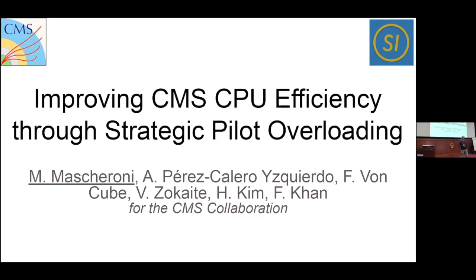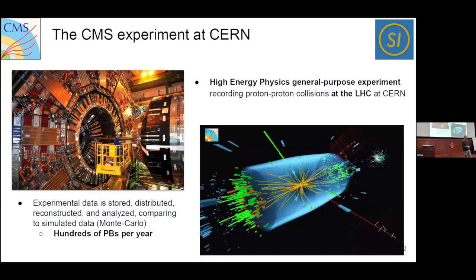Yes, I'm Mark Mascheroni. I'm the co-coordinator of the CMS Submission Infrastructure Group at CERN. And today the focus of my talk will be on efficiency and how to improve the pilot, the overall efficiency of CMS. CMS is one of the two general purpose experiments at CERN that collects the proton-proton collisions at the Large Hadron Collider at CERN.